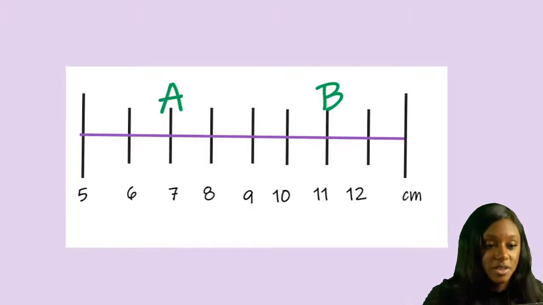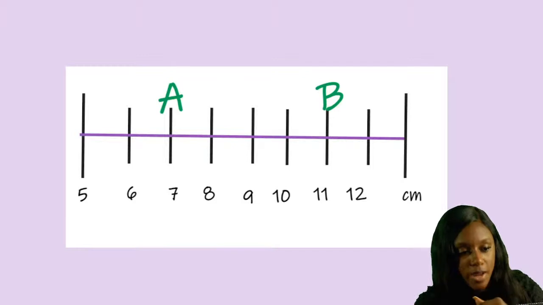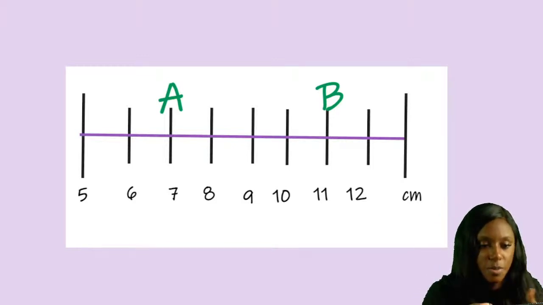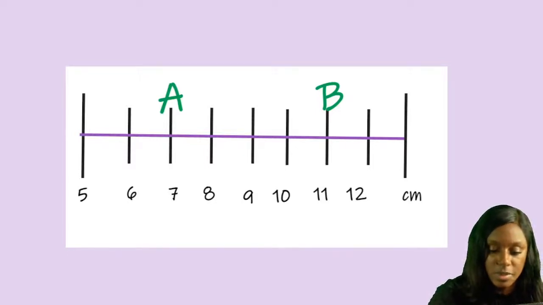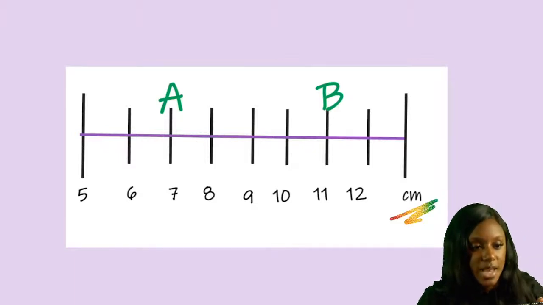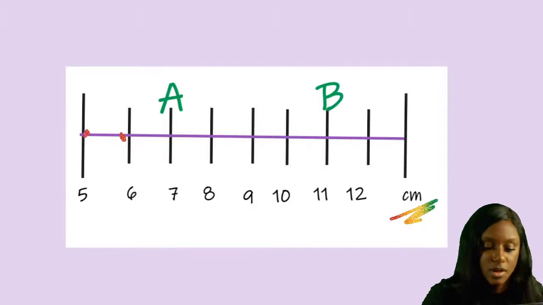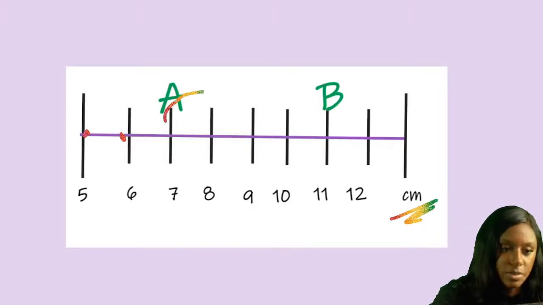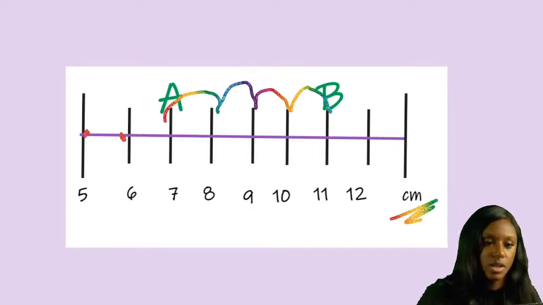Okay, so if you look at the board, if you look at the numbers on this number line, it says 5, 6, 7, 8, 9, 10, 11, 12. The difference between each number is 1. From 5 to 6, that's a difference of 1. The unit here is centimeters. So from one number to the next would be 1 centimeter. So from A, 1 centimeter, 2 centimeters, 3 centimeters, 4 centimeters to get to B. Okay, so the answer was not 11.